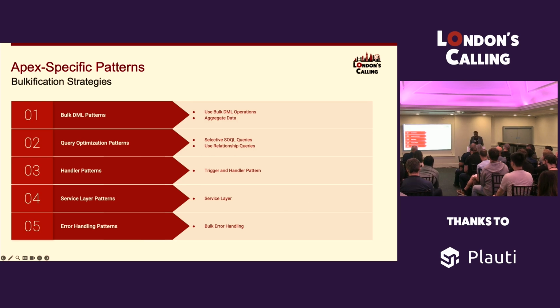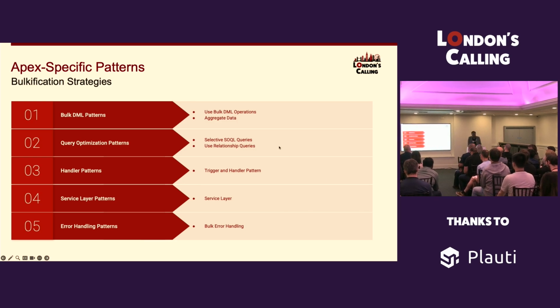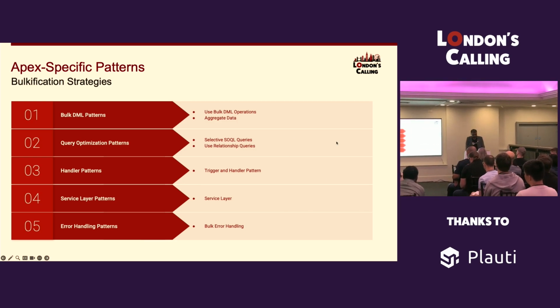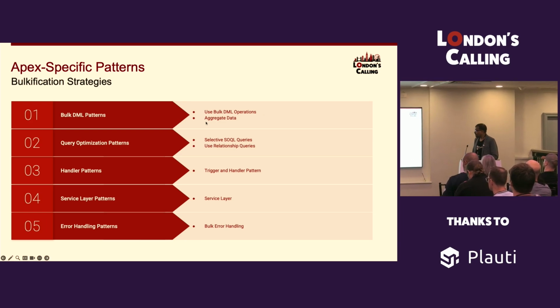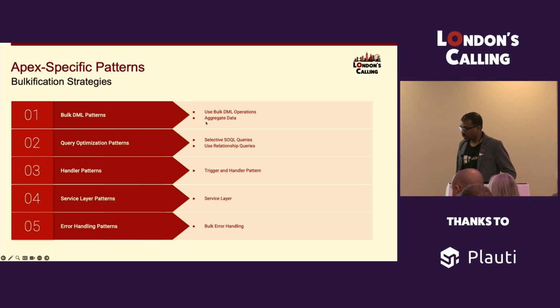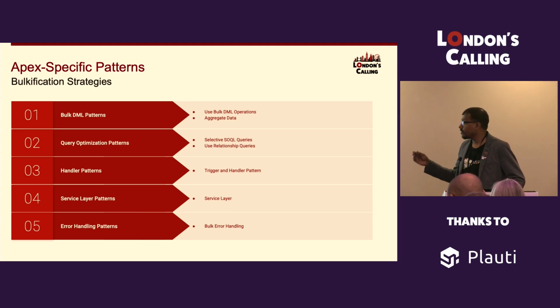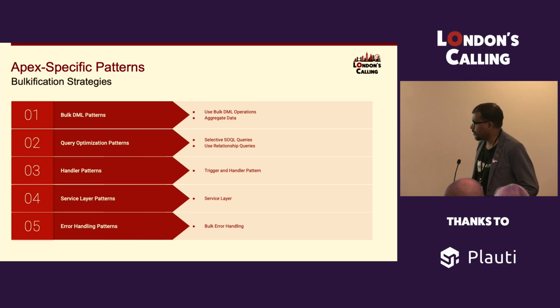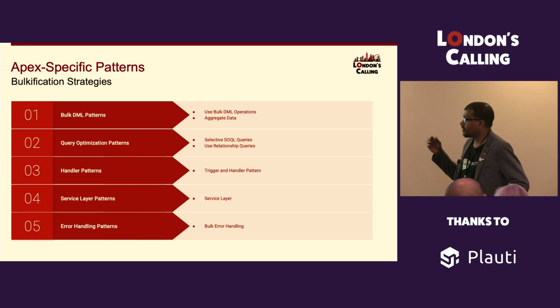Yeah, exactly. So we have a few areas. First thing is bulk DML patterns. When we are using bulk DML operations, as Ashi mentioned, we can avoid DMLs within the loop, and we can use bulk DML operations, and also by using aggregate data, we can establish the bulkification strategies.